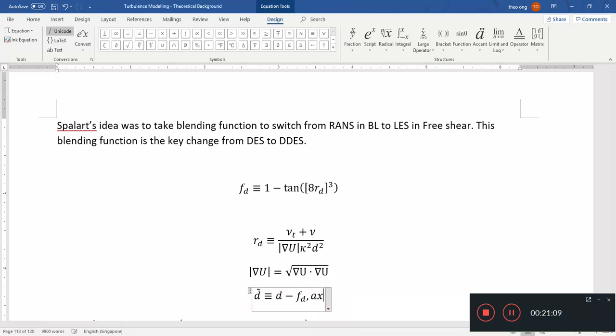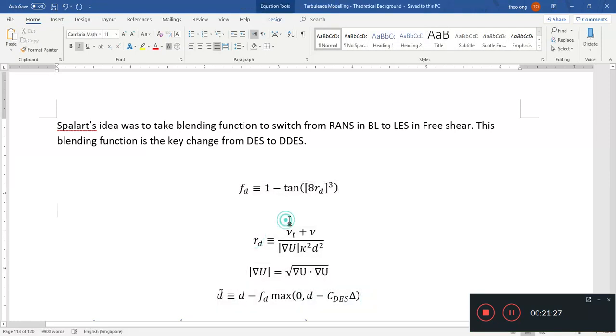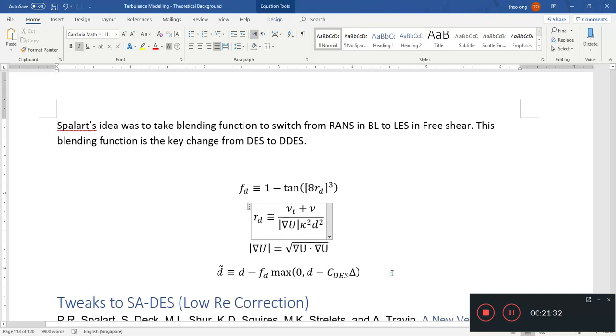So it's a max between 0 and d minus C DES delta. This is the general form of the DDES model, the mathematical form. I'm not going to go into the derivation of it. Just keep in mind its purpose and intent. That's the main gist of this DDES model.